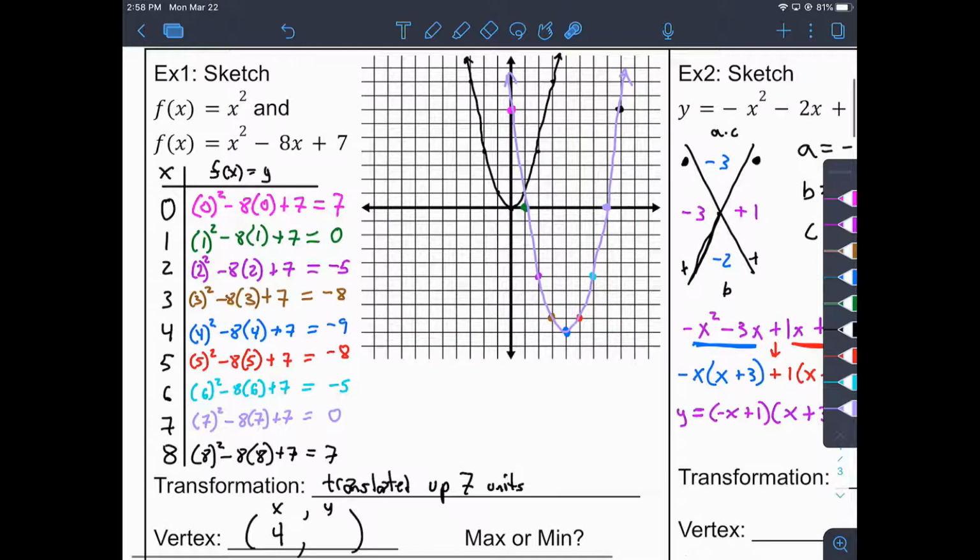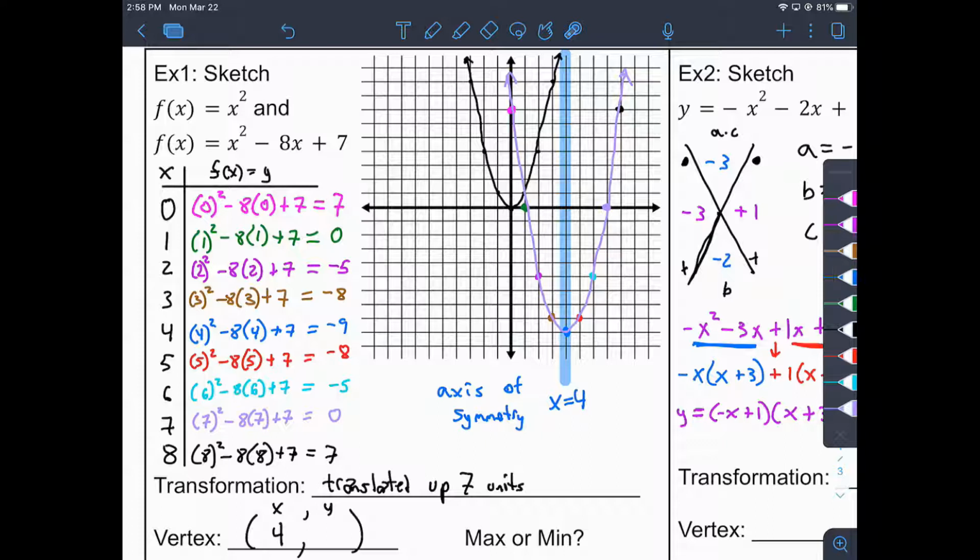In fact, I want to put that onto here because this is important for us. The axis of symmetry is x equals, what position was that? It was 1, 2, 3, 4. So x equals 4.